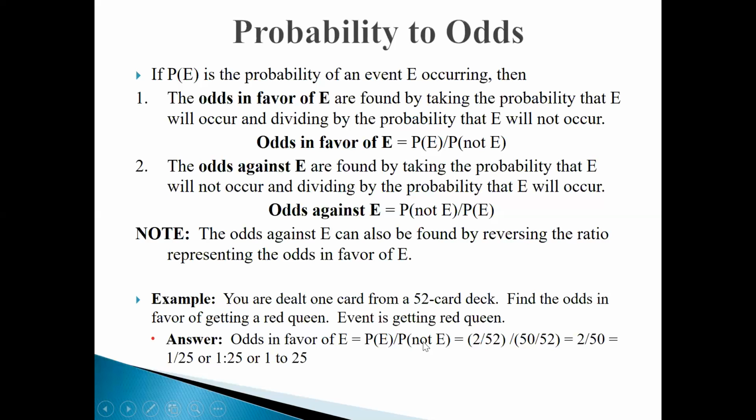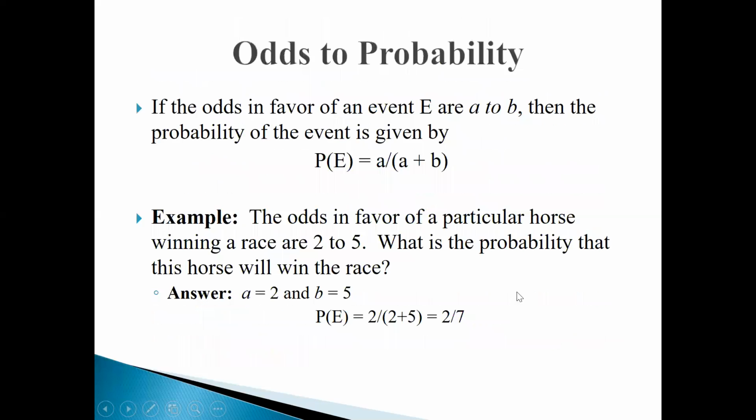Now, probability that E does not occur, well, that's going to be what's left, 50 divided by 52. So we're going to take this divided by this. That gives us 2 divided by 50. Reduce that to 1 over 25. And so we can represent the odds in favor of getting the red queen as 1 divided by 25, or 1 colon 25, or 1 to 25. And the way you would say all of them is 1 to 25. Now you could find the odds against it by just reversing this and say 25 to 1, 25 colon 1, or 25 to 1 here. So you can go either direction.